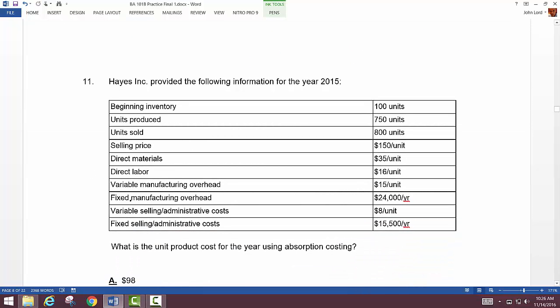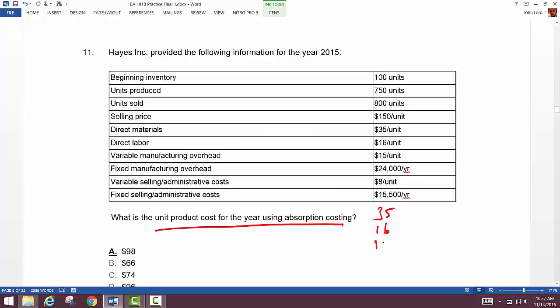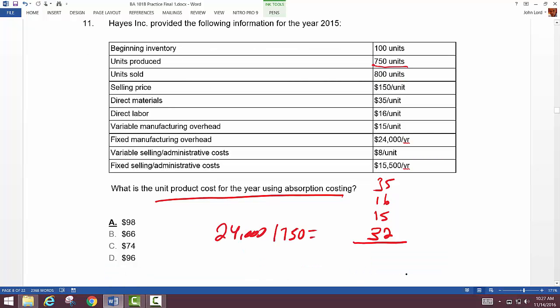Let's look at this Hayes, and they want to know the product cost for absorption now. Okay, should I pick up the direct materials? Got to pick that up. Should I pick up the direct labor? Got to pick that up. Should I pick up the variable manufacturing overhead? Got to pick that up. Good. Should I pick up the fixed manufacturing? Got to pick that up. That's 24,000 divided by units sold or units produced? Units produced is 750, excuse me. So that's 24,000 divided by 750, which is 32. Okay. And anything else? How about these selling and administrative? They are not product cost, right? Okay, so I add all that up. That gives me 98.